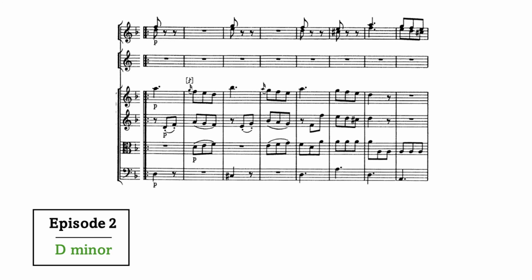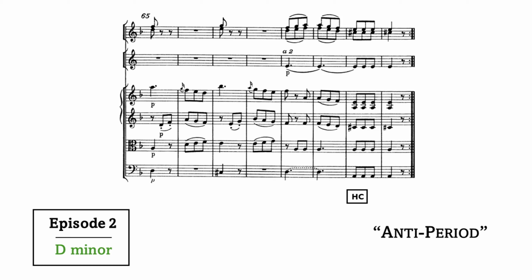The initial theme of the second episode is built as a special variant of the period, known as anti-period, in which the order of the cadences is reversed. This time the antecedent ends in a perfect authentic cadence and the consequent does so in a weak cadence, in this case a half cadence.